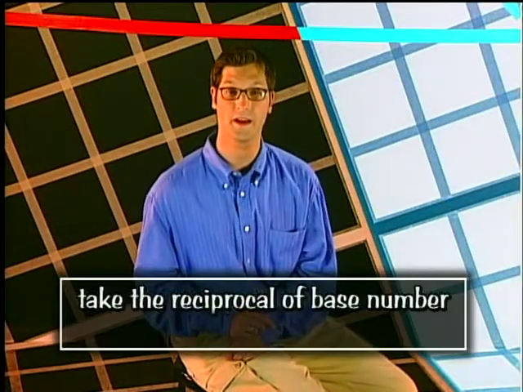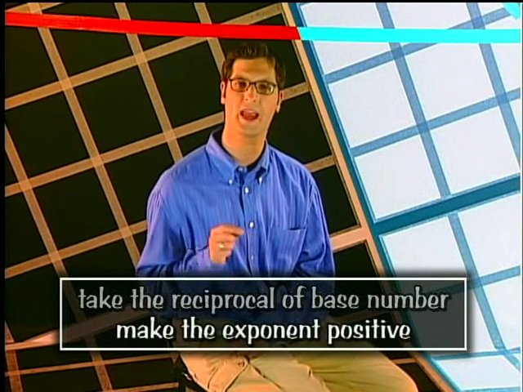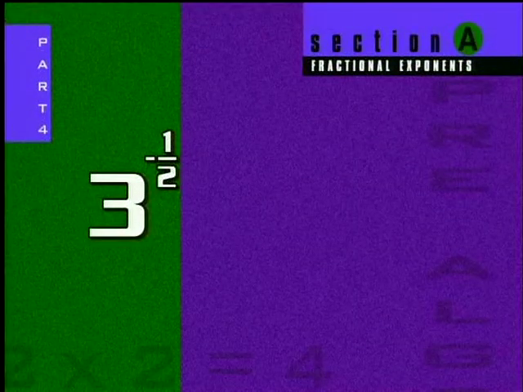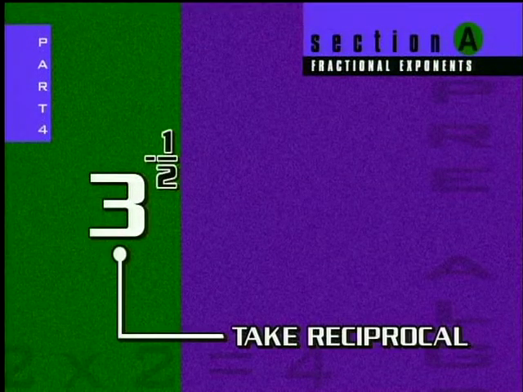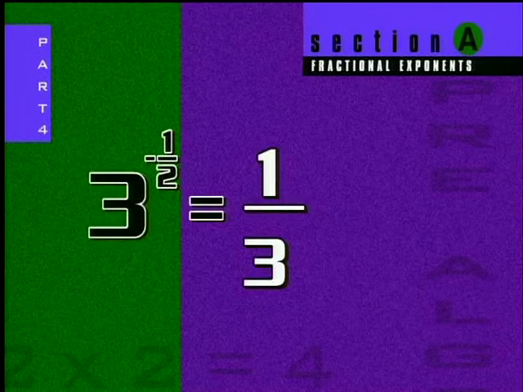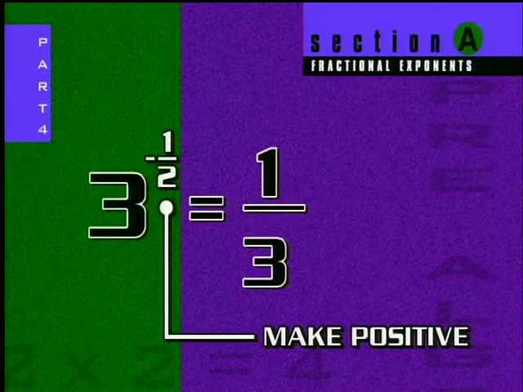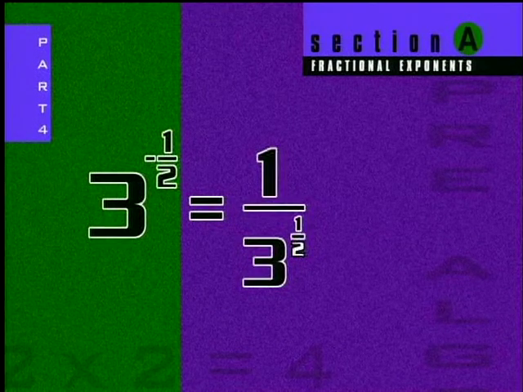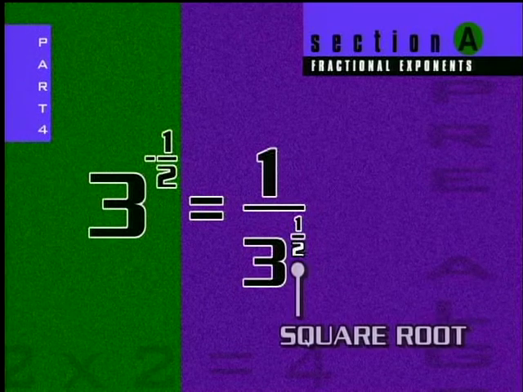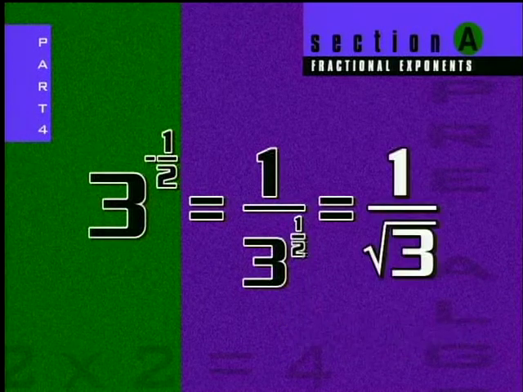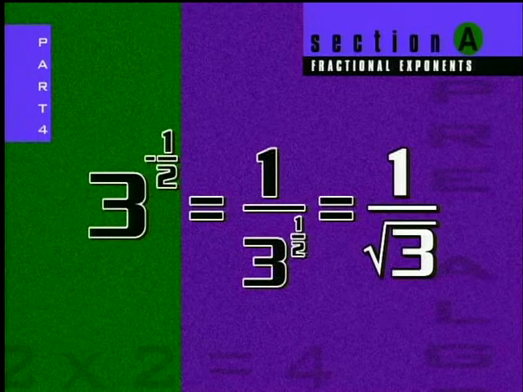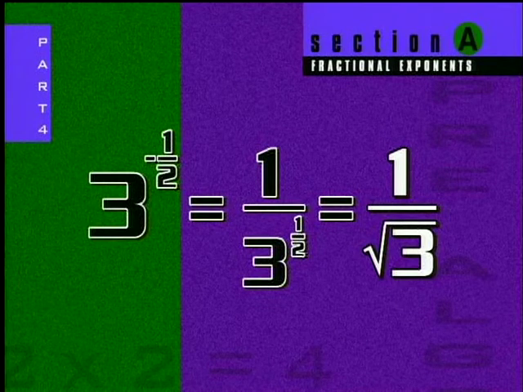So, we just want to take the reciprocal of our base number and make the exponent positive. Then we simplify it if it's necessary. Let's do a couple more for practice. If we've got 3 to the negative 1/2, first we take the reciprocal of the base number by placing 1 over 3. Next we make the exponent positive. Now we've got 1 over 3 to the positive 1/2 power. Again, because we've got a 2 in the denominator of our exponent, we take the square root of our 3 here. So we end up with 1 over the square root of 3. Since the square root of 3 is not a perfect square, we just leave this as our answer.